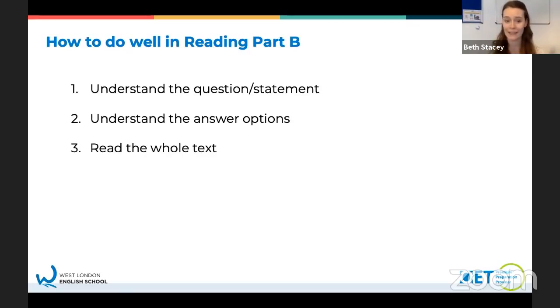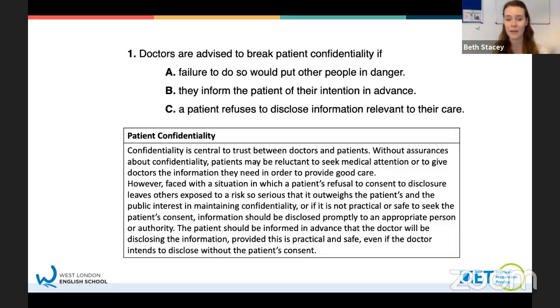And read the whole text. So go through everything. Don't think, I found the answer, and then move on. Make sure you read everything, because it is tricky and they do try to trick you. So we're going to have a go now.